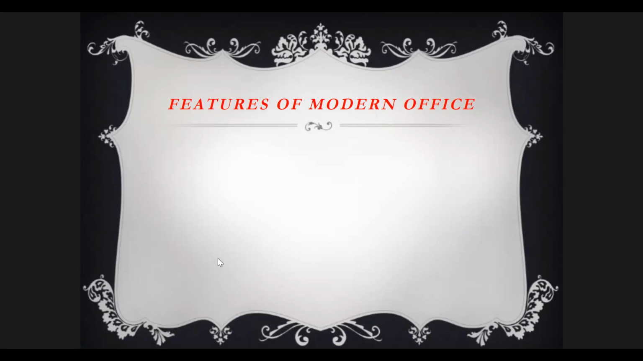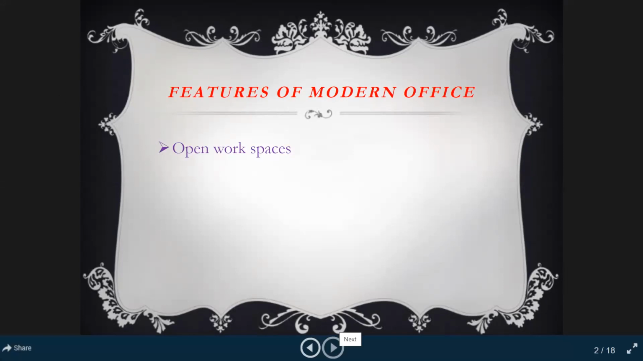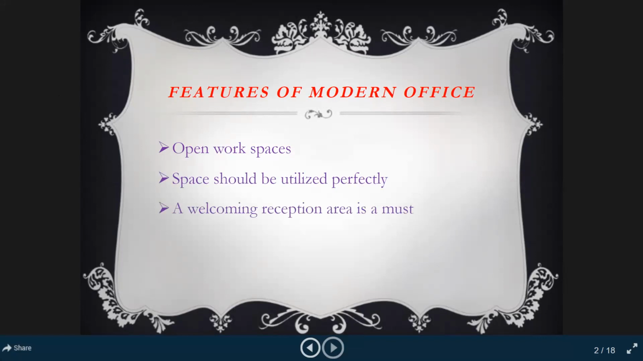If we move to the features of modern office practices, open workspaces are there, space should be utilized perfectly, a welcoming reception area is a must, and private rooms for meetings are there. When we are talking about any kind of modern office, all these points come to your mind. The modern office stands for proper utilization of all the resources that you have.